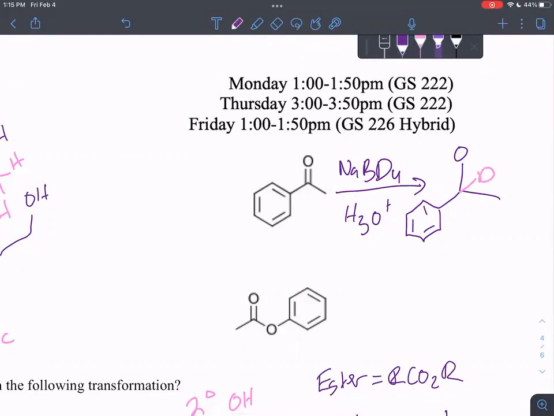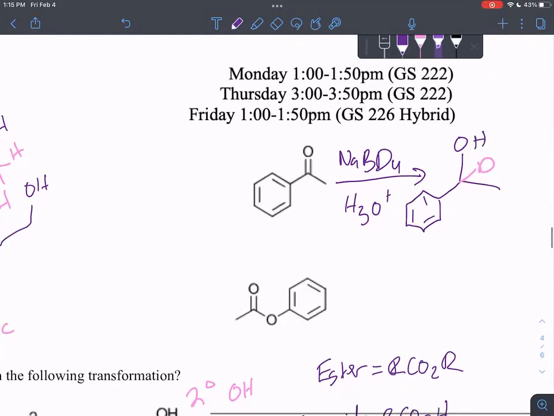And in this case, it's a ketone, so only 1 deuterium gets added. When you protonate the final oxygen, remember the protonation step happens from the acid, not the reducing agent. And since the acid is H3O+ and not D3O+, we just have an OH.